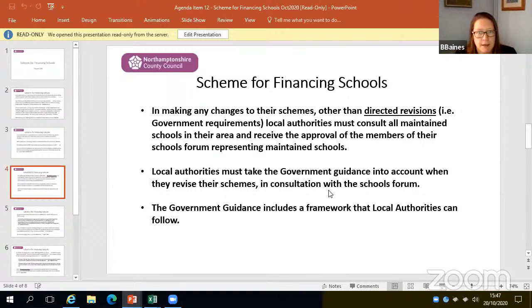So the changes, there are directed revisions which come to us from government, which we have to put in. And there are a few of those, so that's why I'm bringing this to you as well. So local authorities must take the government guidance into account and then revise the schemes, which we have to do through consultation with Schools Forum. This is new to those members who've been in the Schools Forum, possibly because we haven't taken it to you since 2013-14.